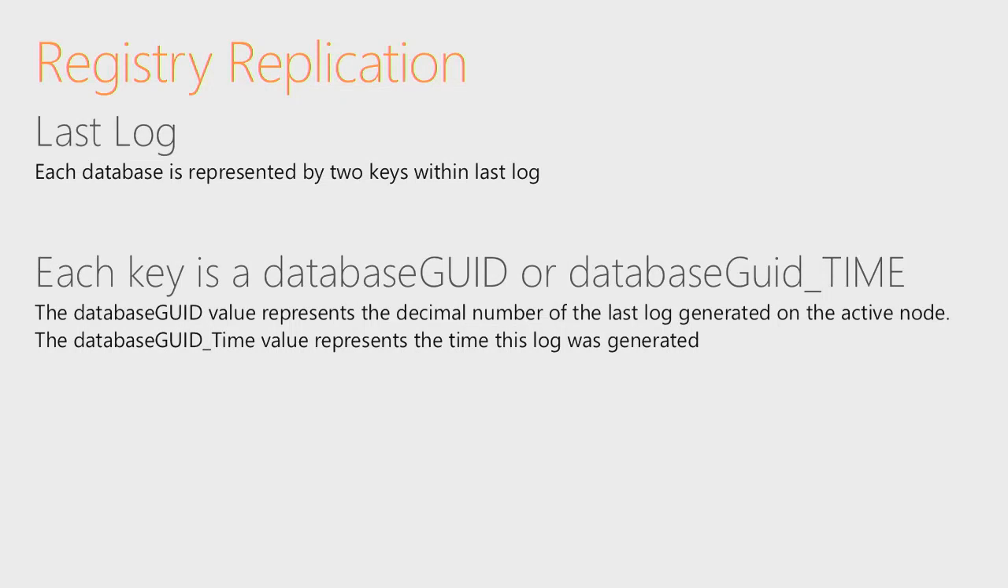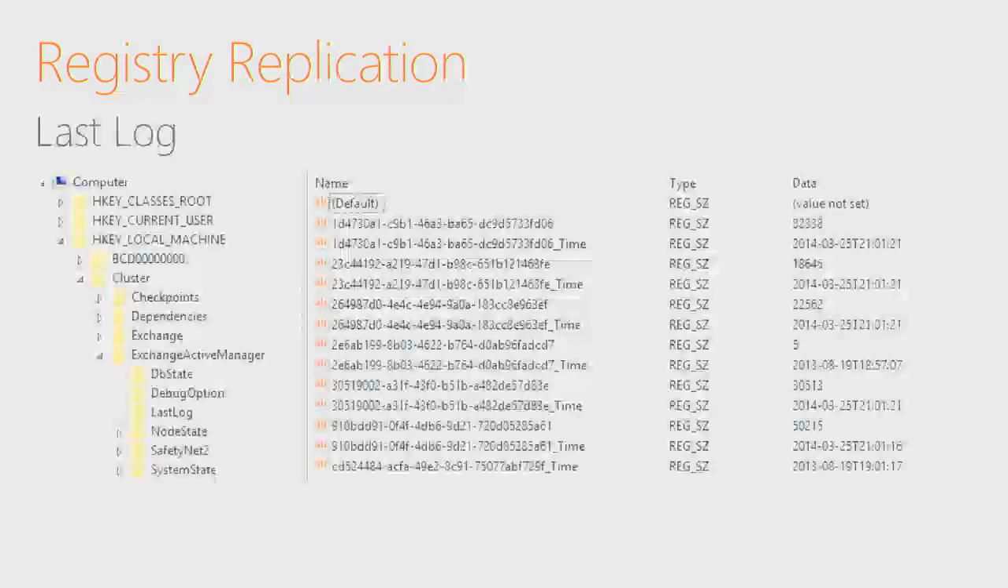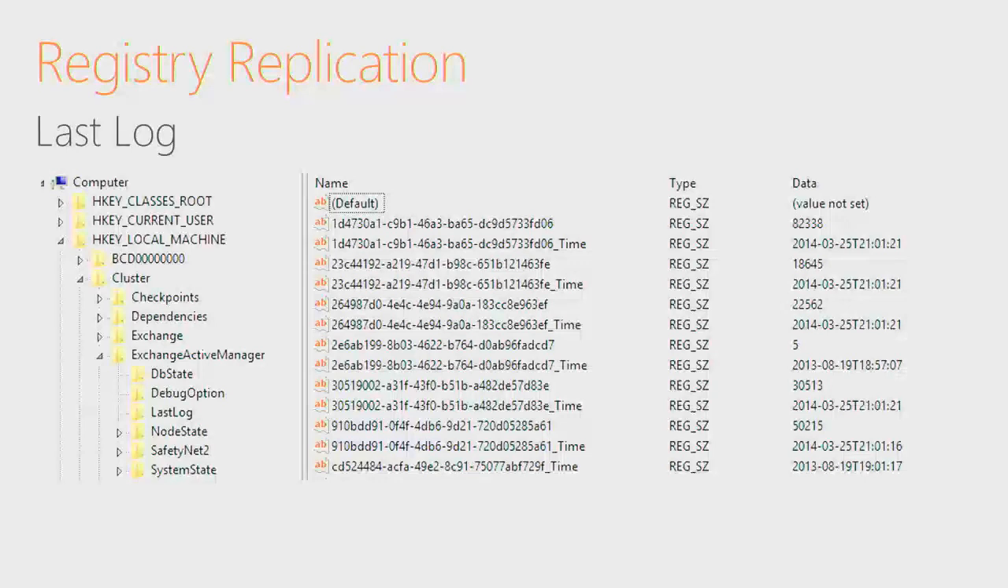These are recorded under the last log key with a database GUID for the log, and then a database GUID underscore time is what would hold the time value. So if we take a look, here's what this looks like. You can see I have the last log hive right down here. Within these, you can see the database GUIDs, then the last decimal log file and the timestamp that they were generated.